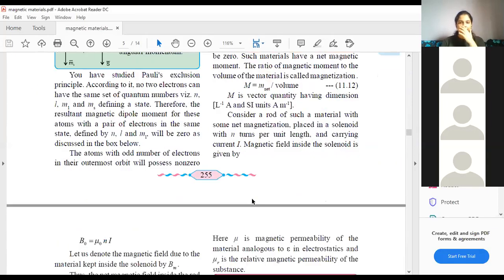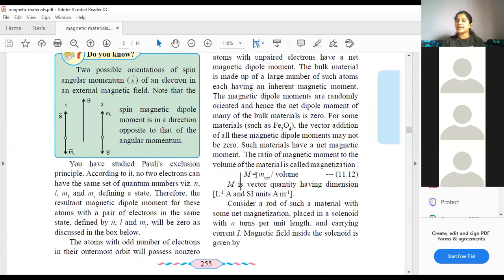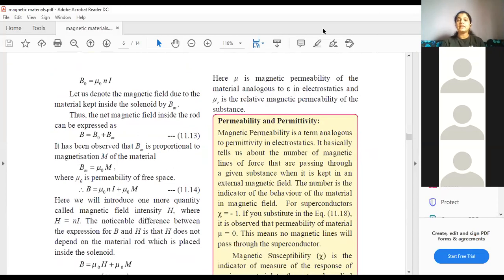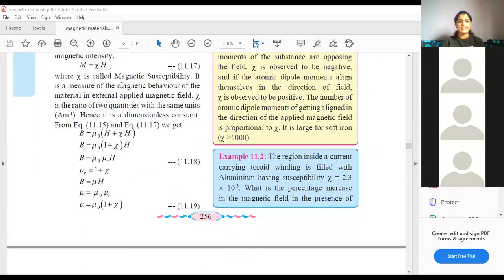So see, you have this numerical where you are supposed to find the gyromagnetic ratio. Next topic that was there: magnetization, magnetic intensity. What is magnetization, students? Magnetization is the net magnetic dipole moment upon volume. Magnetization means the dipole moments are set, right? They are aligned throughout the volume of the material. This formula, B naught is equal to mu naught N into I, we won't be using, because this is the solenoid formula that we have directly taken.